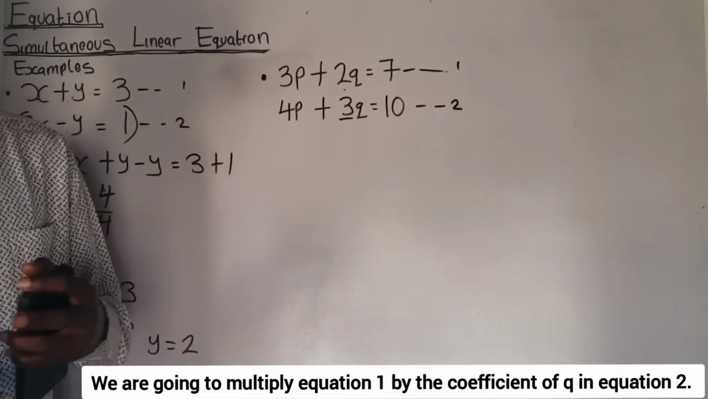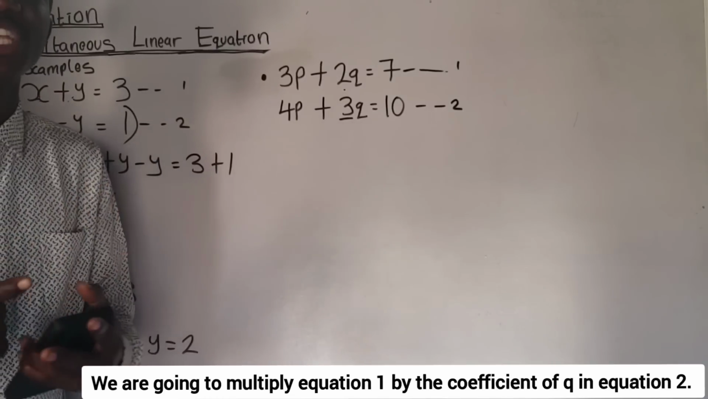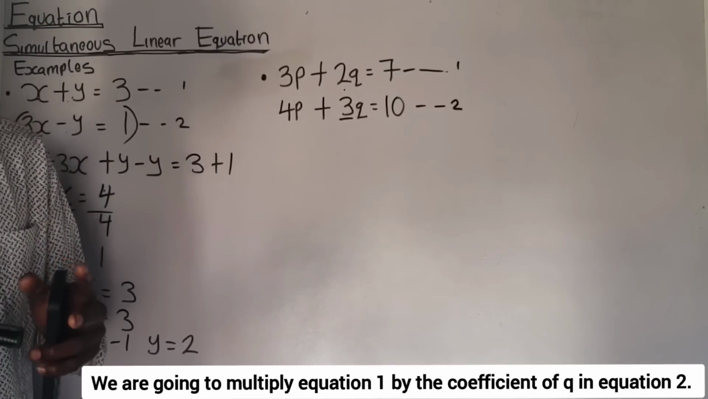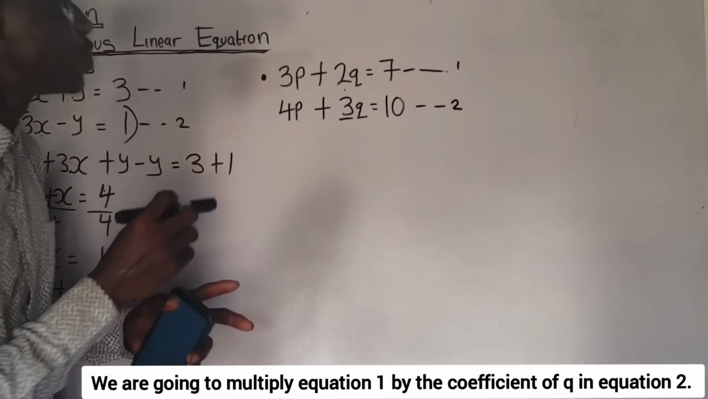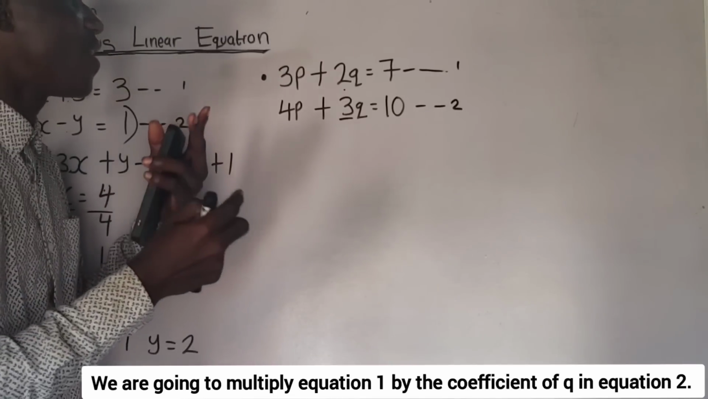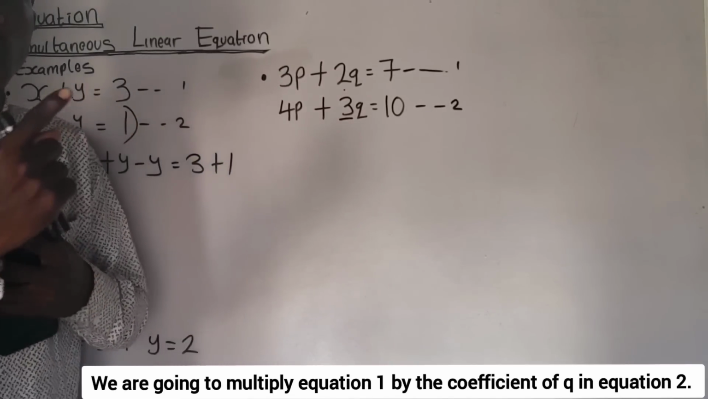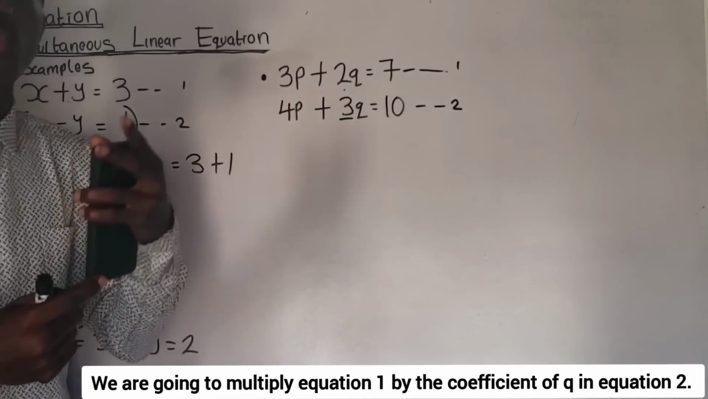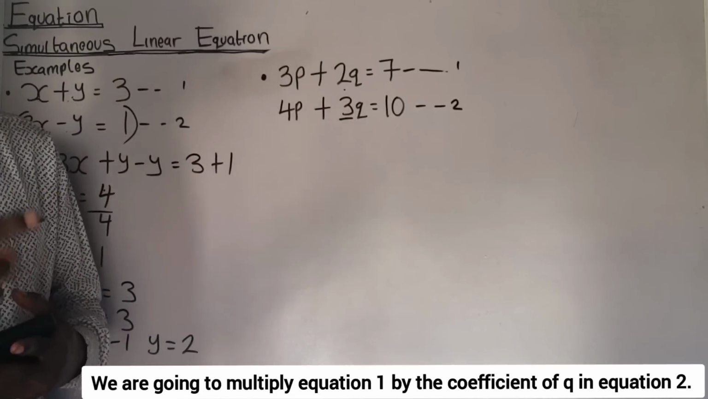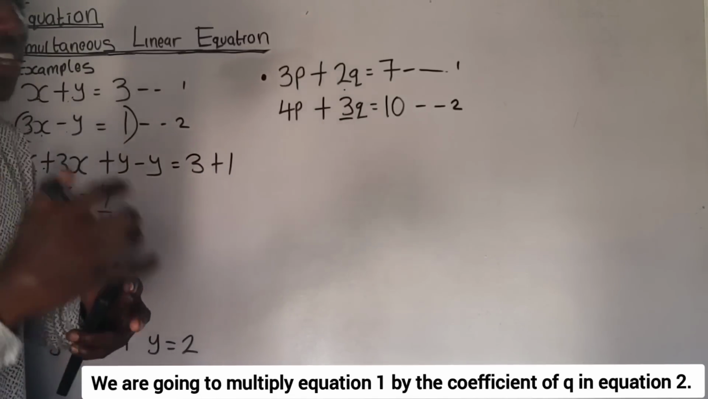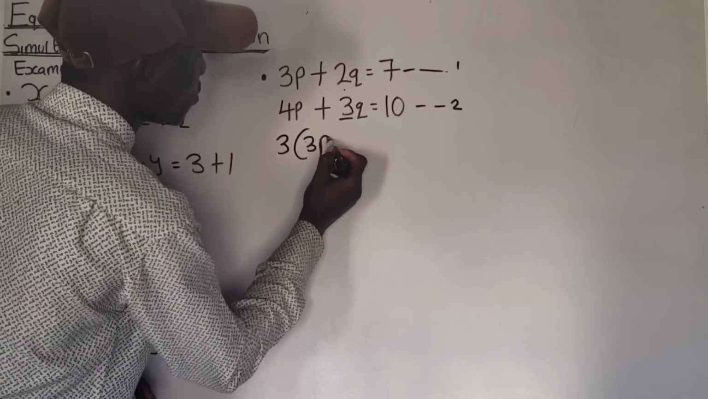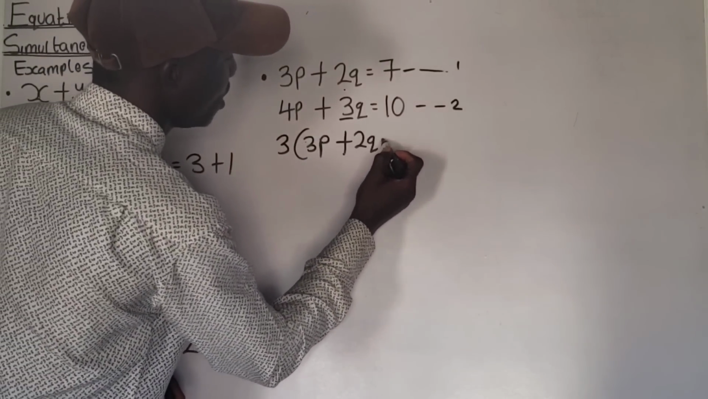The second step is to make sure that the coefficient of the unknown that you want to eliminate is the same. How do I do it? I'm going to multiply the first equation, which is equation 1, by the coefficient of q in equation 2. The coefficient of q in equation 2 is 3. So I'm going to have 3 multiplied by the whole equation 1: 3p plus 2q is equal to 7.